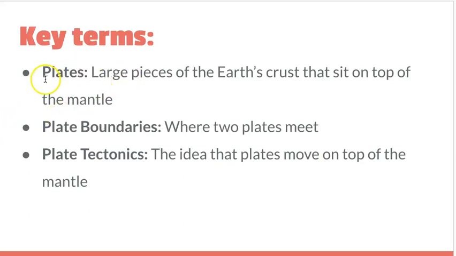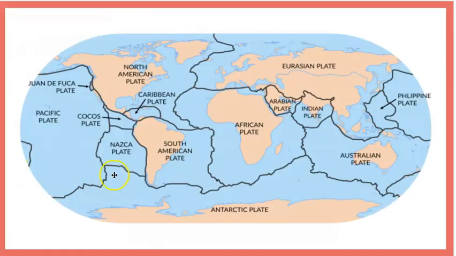A couple of key terms you need to know. Plates are large pieces of the Earth's crust that sit on top of the mantle. Plate boundaries are where two plates meet. And plate tectonics is the idea that plates move around on top of the mantle. We can see the different plates here separated by black lines. These are the plate boundaries.